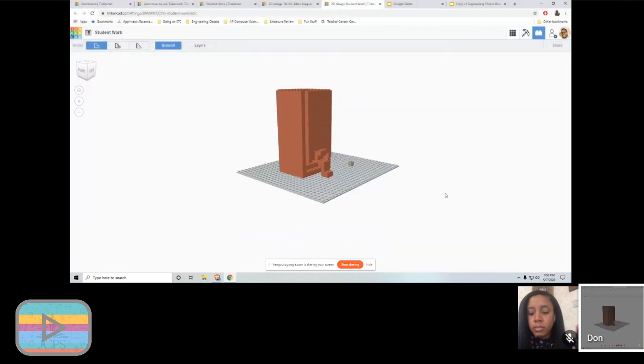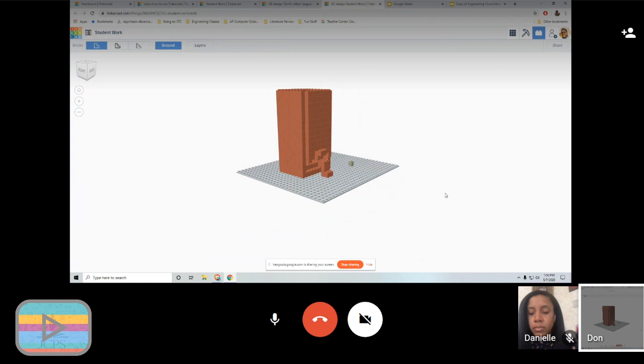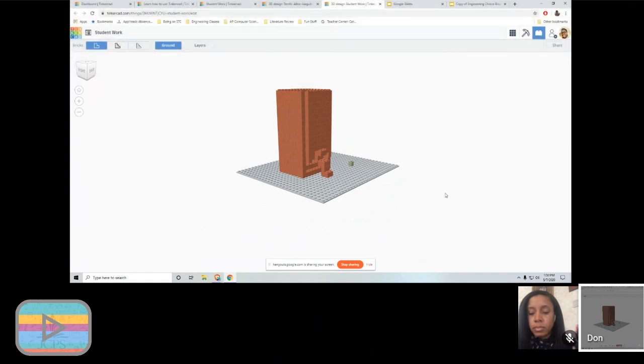So just another way that if you had students already building towards something, or maybe they wanted to come up with their design first and then build it with Legos or build it in Minecraft or take it to Minecraft, you can do that in Tinkercad and then bring it over.